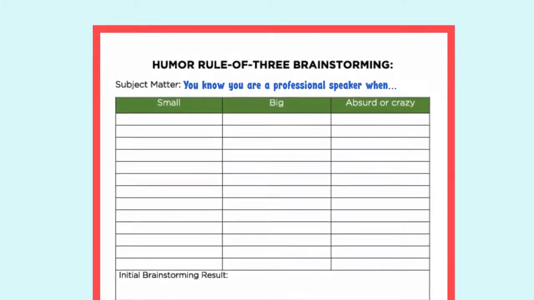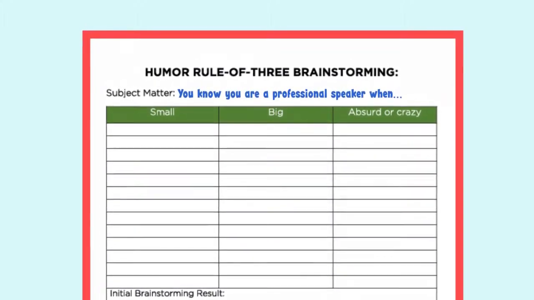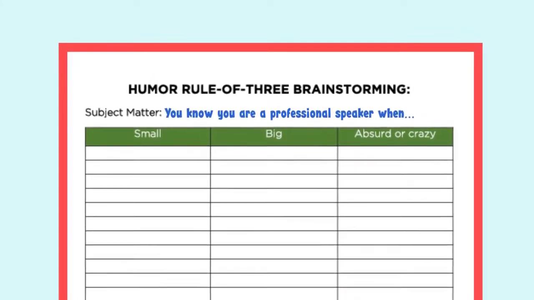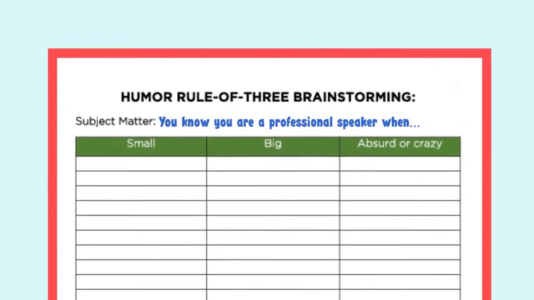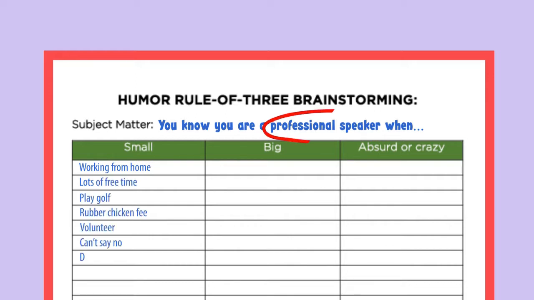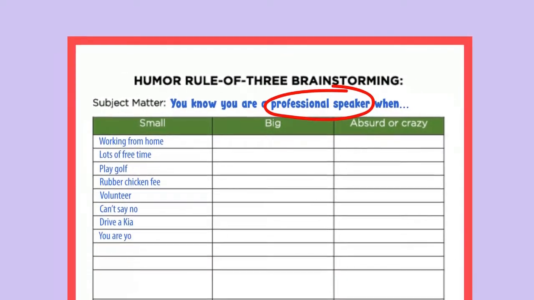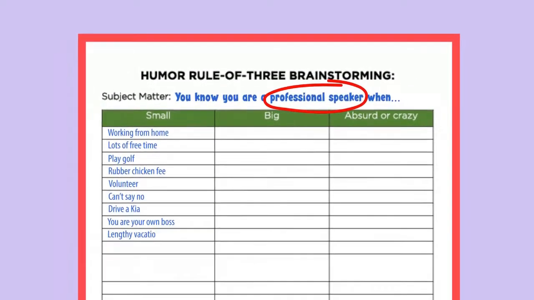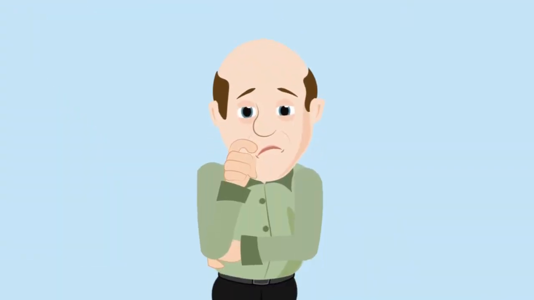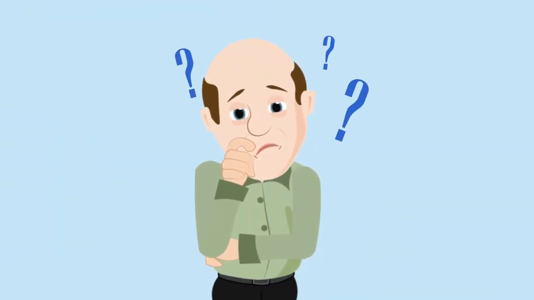It is critical that this wording is short, as this is going to be the initial setup statement for our rule of three humor development. Next, we're going to fill in the left-hand column titled small. We're going to brainstorm the words professional speaker to come up with as many small or minuscule relatable items as possible. And we type in what immediately comes to mind.